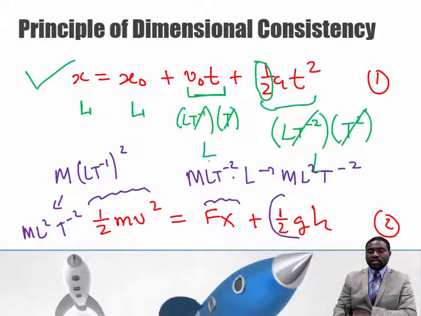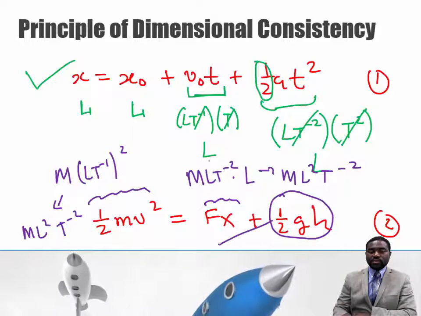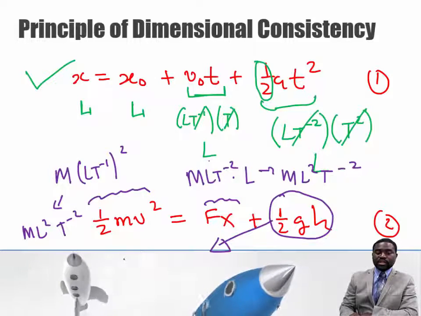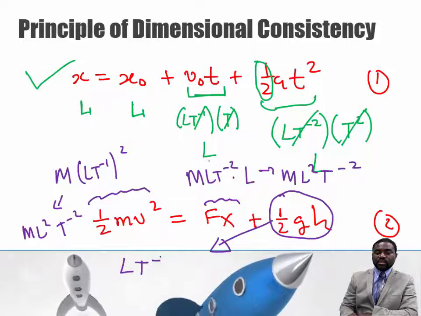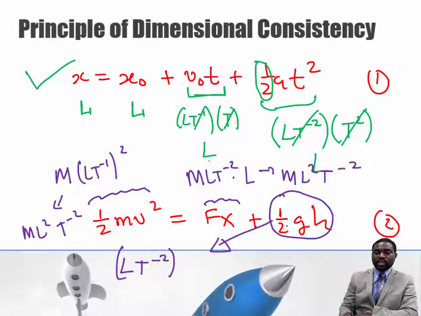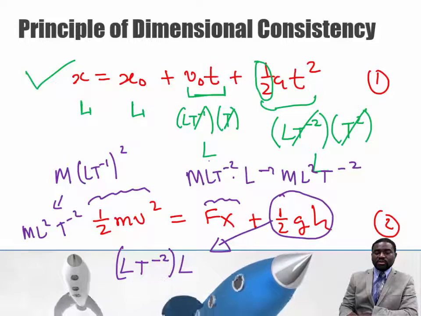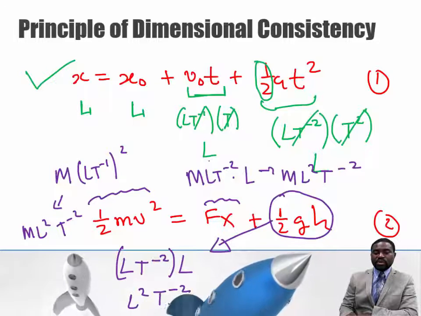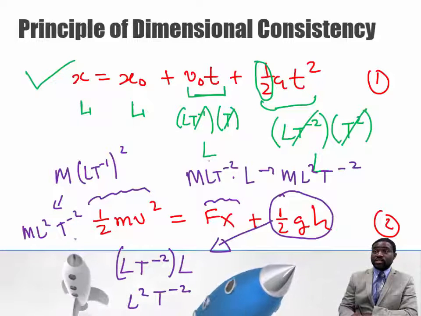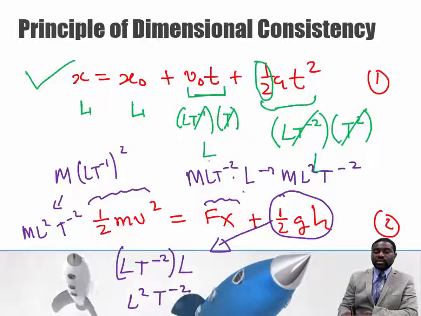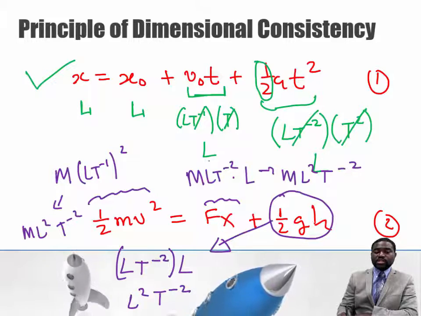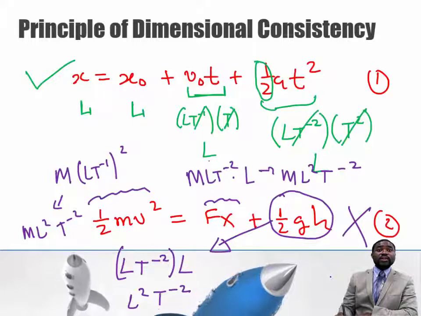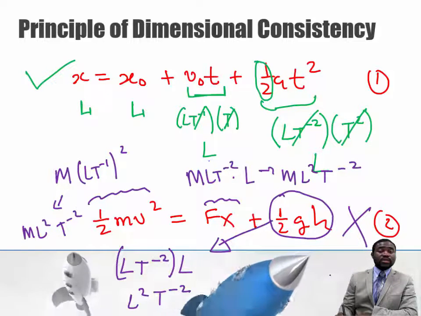Let us look at the dimensions of this term. I'm going to do that right here. The dimensions of g, which stands for acceleration, is L T minus 2. The dimensions of h, which stands for height, is L. So this will give us L squared T minus 2. Is this equal to this? Is this equal to this? This means that this equation is what? Incorrect. You understand that, right? That implies that this equation is incorrect.